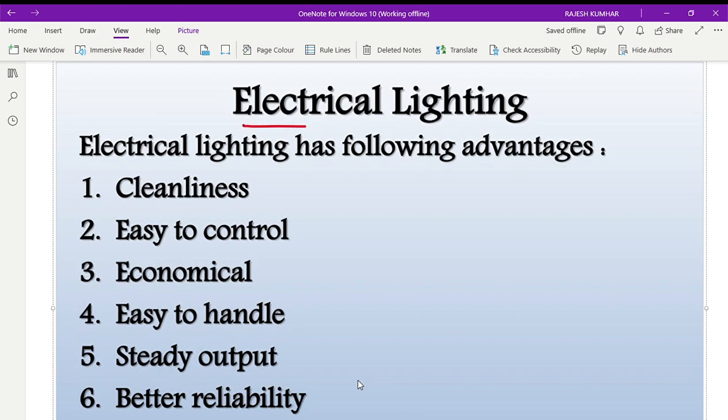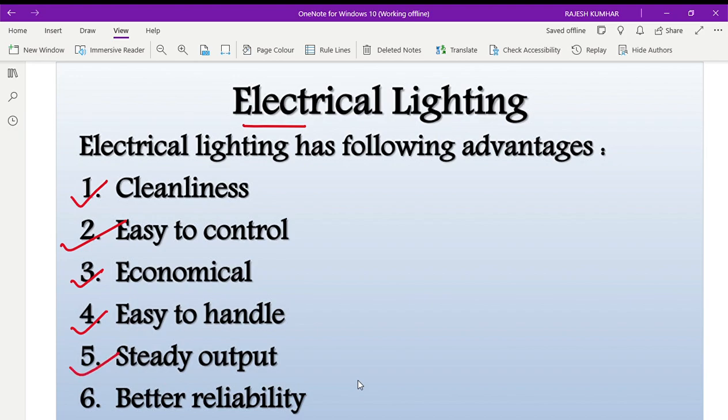Some important merits of electrical lighting: the first one is cleanliness. There is no pollution, we are getting pollution-free lighting from electrical lamps. Second is that it is easy to control, just like a switch on or off. Third is the economical way we are getting electrical lighting, that means the cheap way, easy to control, easy to handle also, no need for skillful persons to operate electrical lighting.